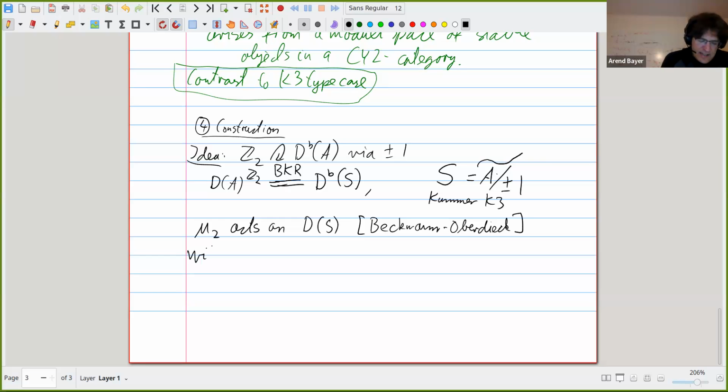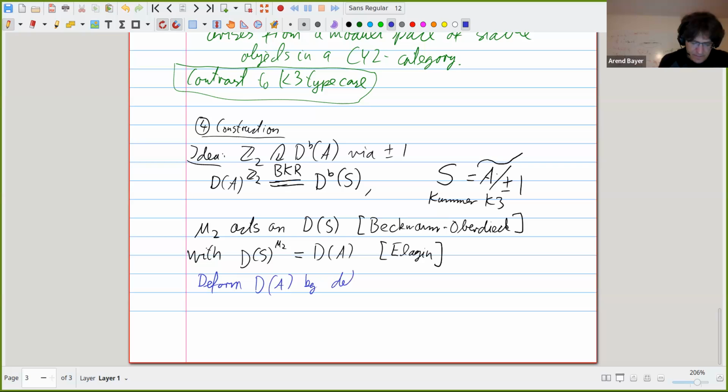And then, if you look at the equivariant category with respect to this action, then you get back the original category. That's a result proved for any finite abelian group acting linearly on a linear category, proved by Elagin. And so the idea now is simply that we deform D(A) by deforming D(S) with the mu2 action.